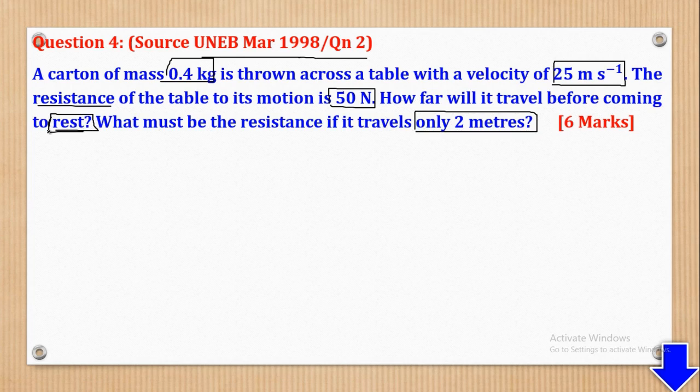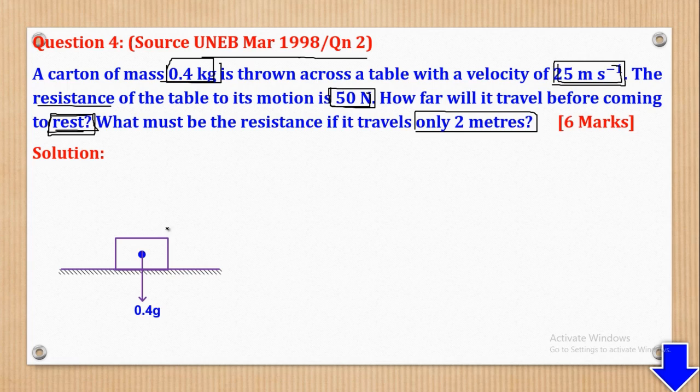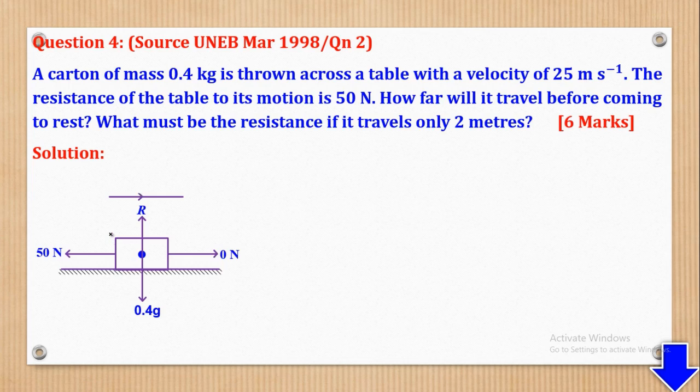So when it comes to rest, it means that final velocity is 0 and initial velocity is 25. And resistance or opposing force is 50 newtons and mass is 0.4 kilograms. So you come and first make a sketch. You know that mass is 0.4 kilograms, therefore weight will be 0.4g. Because of this weight, there will also be normal reaction R. Now they didn't talk about any force constantly pulling it, therefore forward force will be 0 and opposing force will be 50 newtons. Then the direction of motion will be to the right.